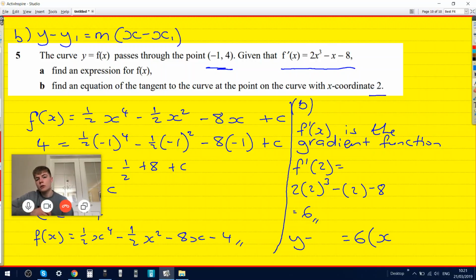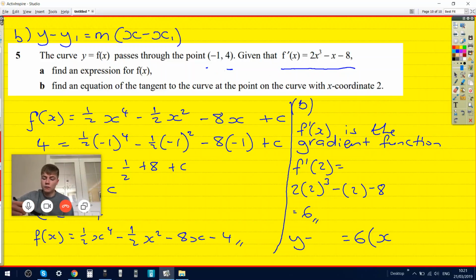Oh, yeah. They want it when the x-coordinate is 2. So different point. The y won't be the same if it's a different point. So basically you don't know the y and you need to find it. Okay. When x is 2. How do you find the y coordinate if you know the x coordinate?